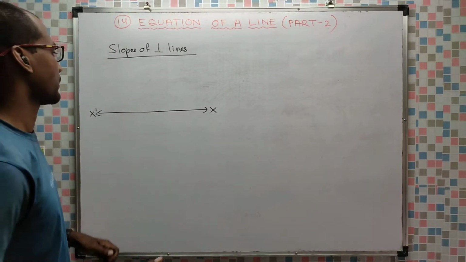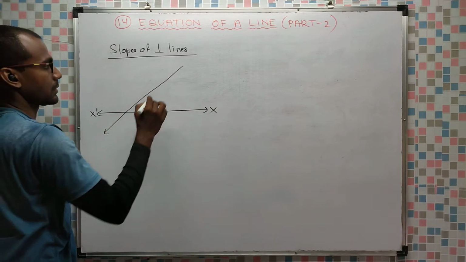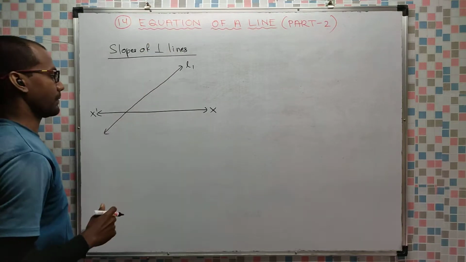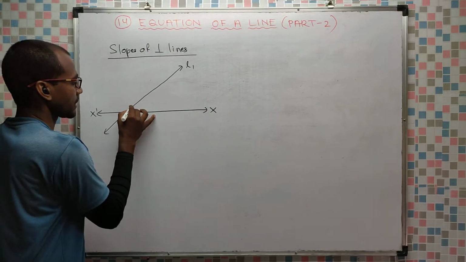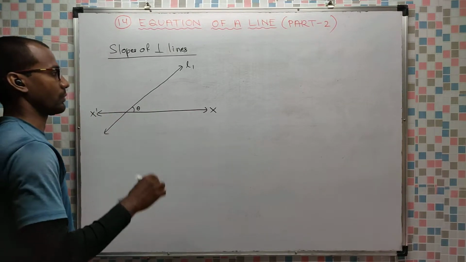I will take two lines which are perpendicular. So this is one line, this is moving up. Its angle of inclination will be theta. By default I am always taking anti-clockwise.